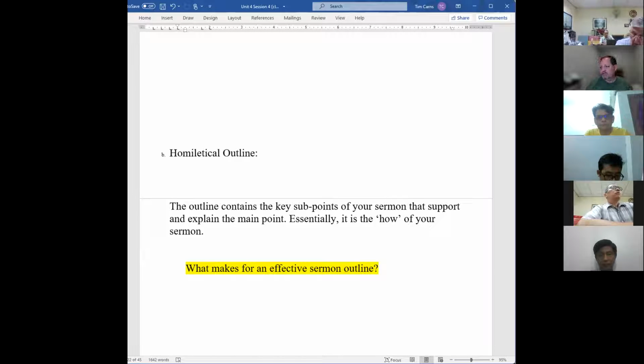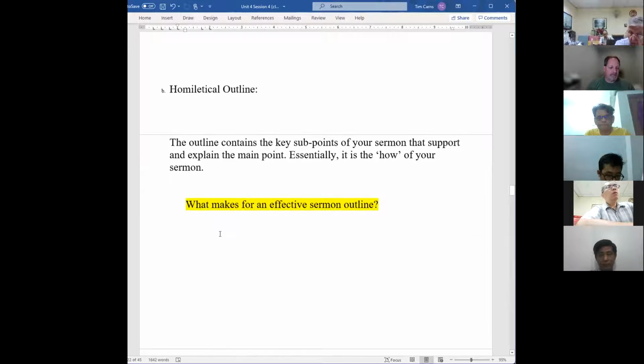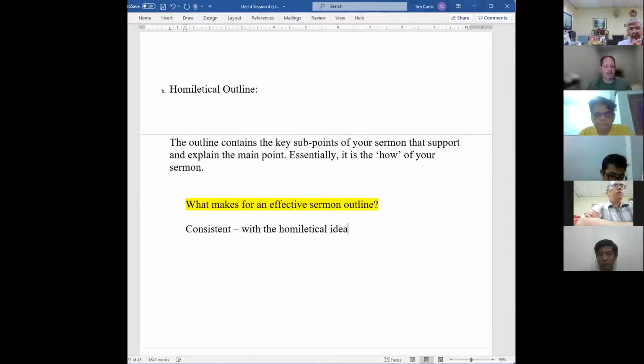And really, as we think about what makes for an effective sermon outline, again, it's going to be similar to what we were just talking about. It's going to be consistent with the homiletical idea. If you're going to talk about three characteristics of powerful prayer, then your outline is going to be three points that have to do with prayer. It has to connect to your sermon main point. I've had several times where the preacher said, we're going to talk today about 5 ways to obey the Lord in your job, and then he brings up 8 ways or 3 ways, not 5. So you want it to match. So it has to be consistent.